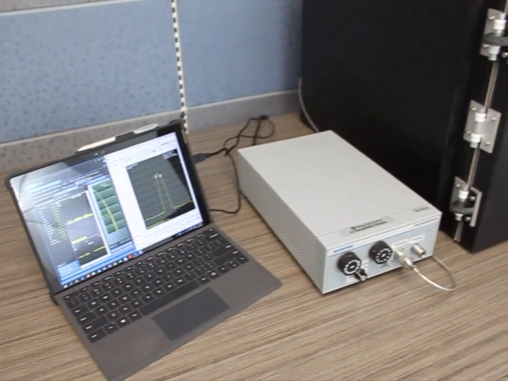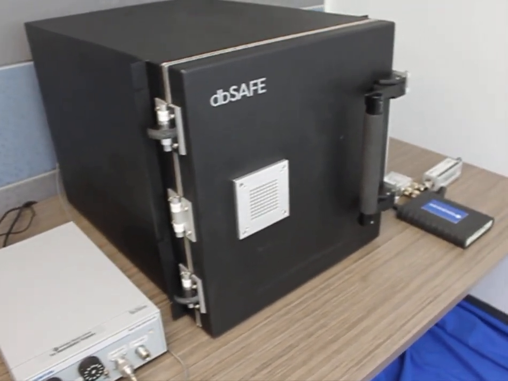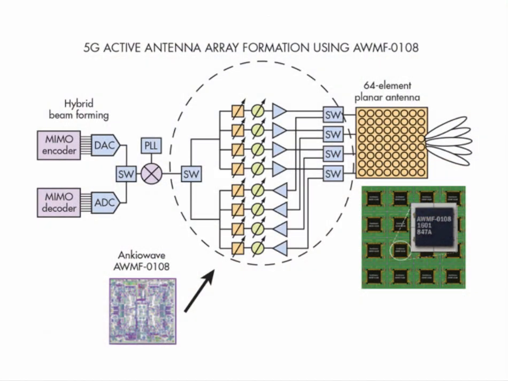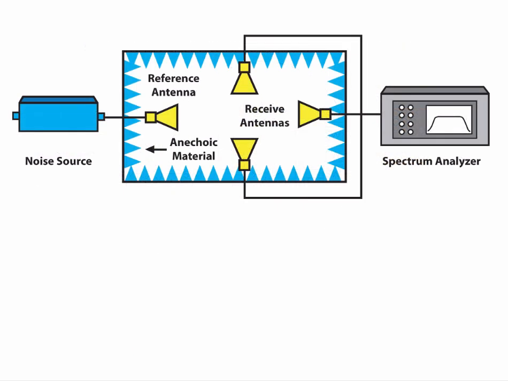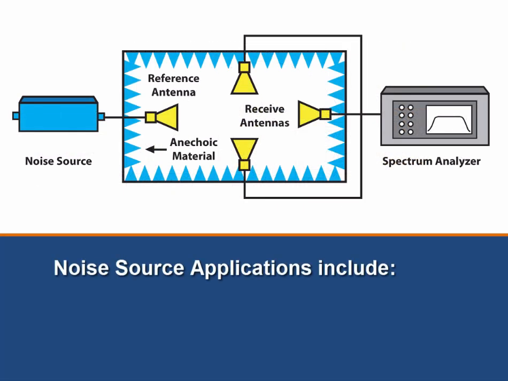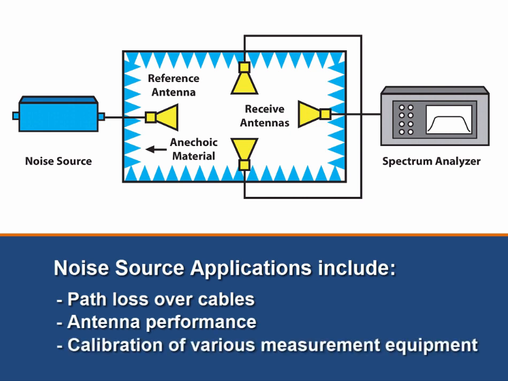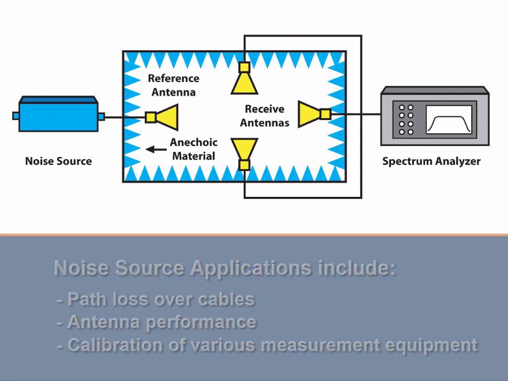Devices under development today are high-density multiple antennas with combined amplifiers, which make conducted measurements almost physically impossible. Noise sources can be used for calibration of various parts of the over-the-air testing system. We can use the noise sources for path loss of the cables, antenna performance, and calibration of the various measurement equipment such as VNAs, spectrum analyzers, and power meters.